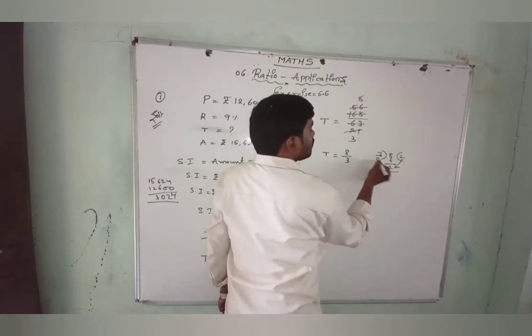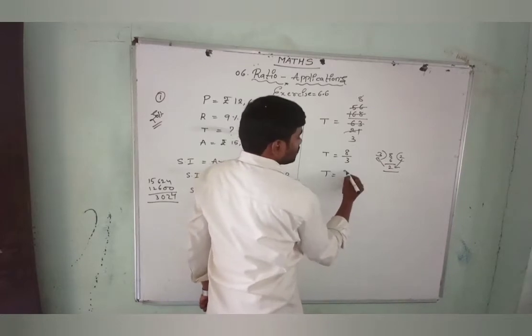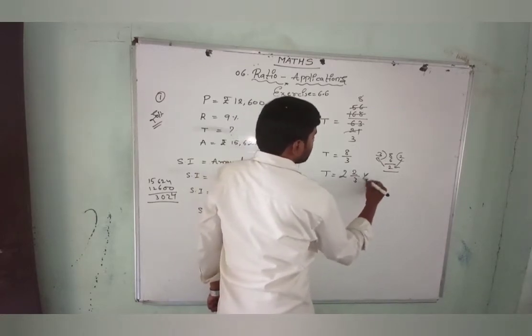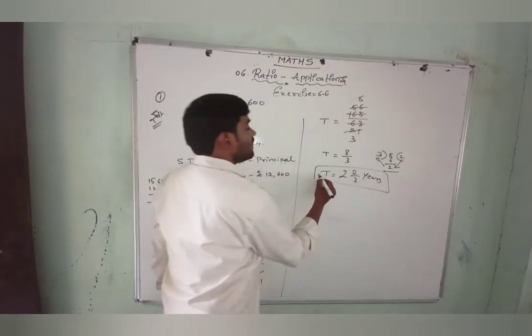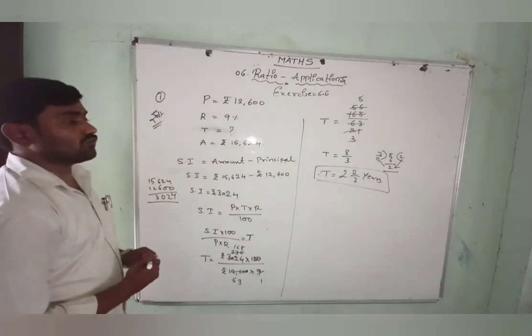That is 2 whole 2 by 3 years. Time equal to 2 whole 2 by 3 years. So how much time will it take? Therefore the time is equal to 2 whole 2 by 3 years.